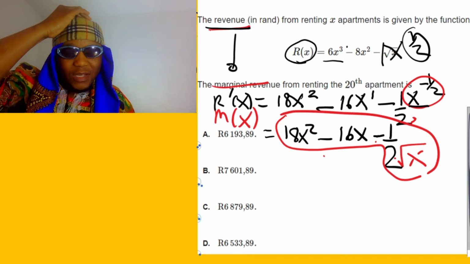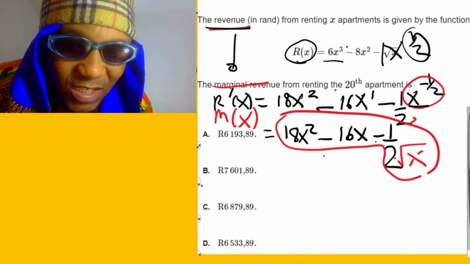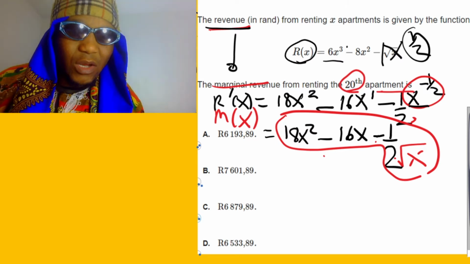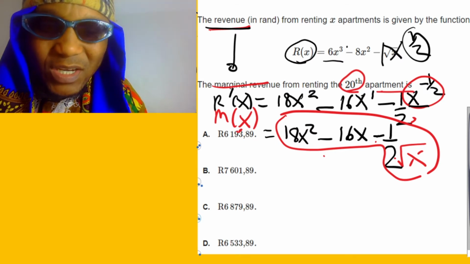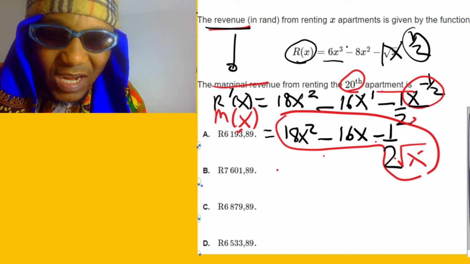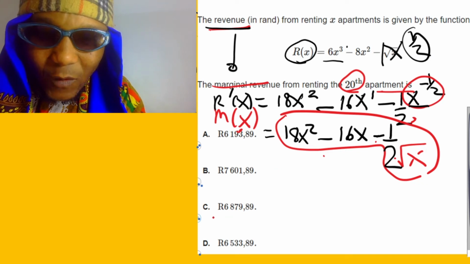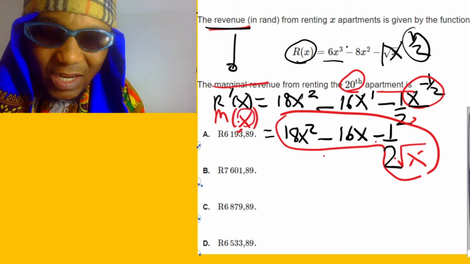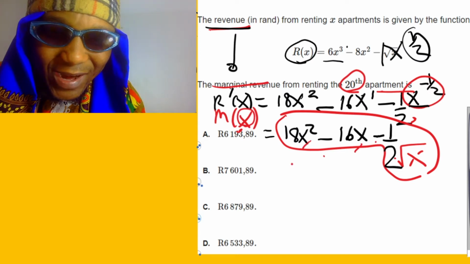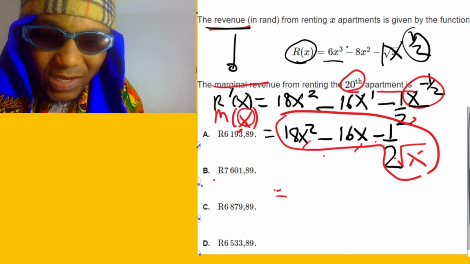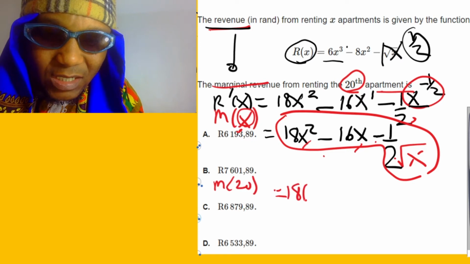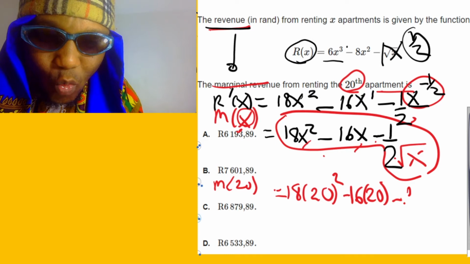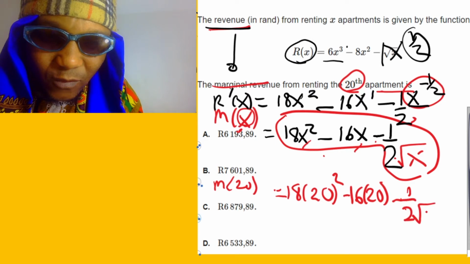So now what do they want? They say, if you look carefully, the marginal function from the 20th apartment. So the value of x is going to be 20 now. Let's plug in 20. Whenever there's x, we put 20, 20, 20. So I can say M of 20 equals 18 in the position of x plus 20 minus 16 times 20 minus 1 over 2 and then square root of 20.